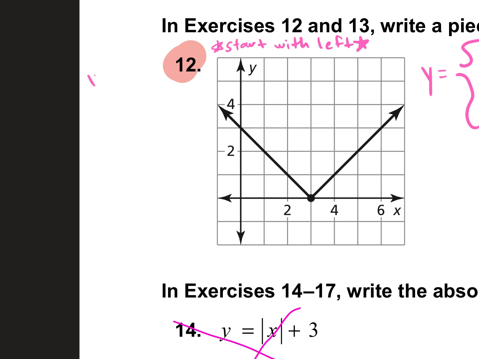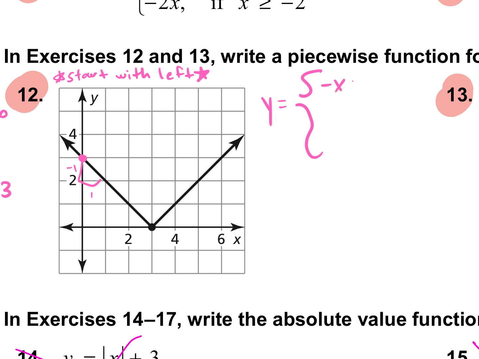So for the left side, if I have y is equal to mx plus b, what is my slope? -1. Perfect. I go down 1 to the right 1. So my slope would be -1. What's my y-intercept? 3. I cross the y-axis at 3. So if I wrote this in an equation, it'd be y equals what? -x plus 3. Perfect. So my first piece would be -x plus 3.